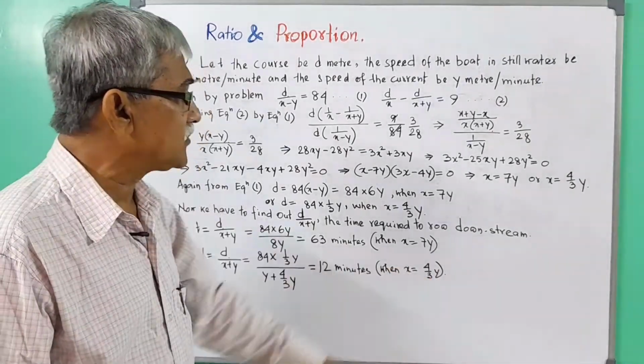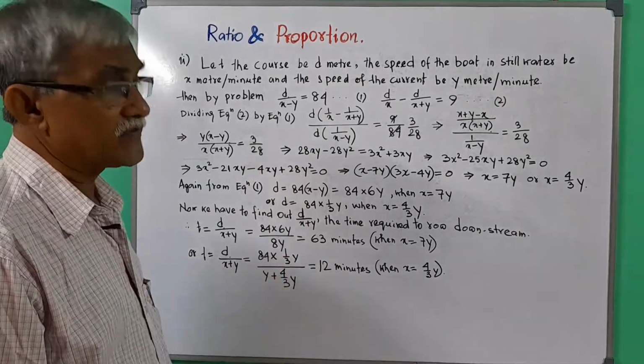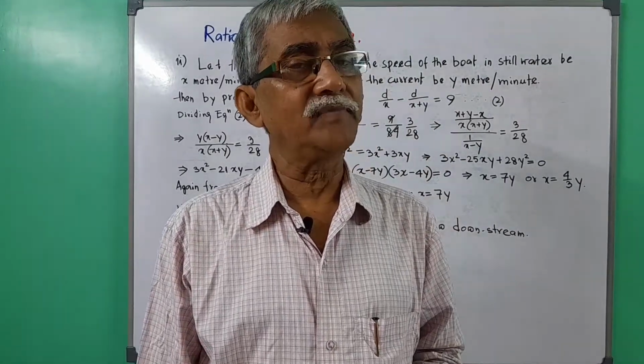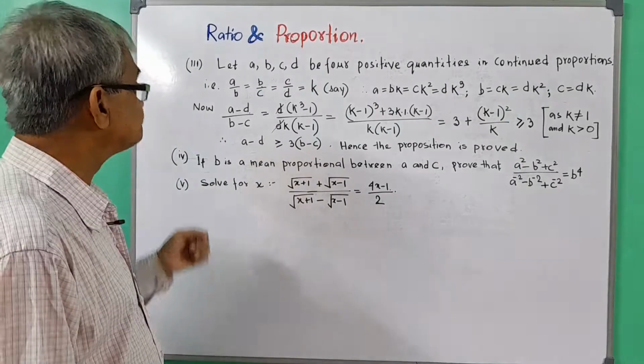Or if x is equal to 4y, 3y, then you get another time, and that becomes 12 minutes. So there are two answers. One is 63 minutes and the other is 12 minutes. Now let us solve question number 3.